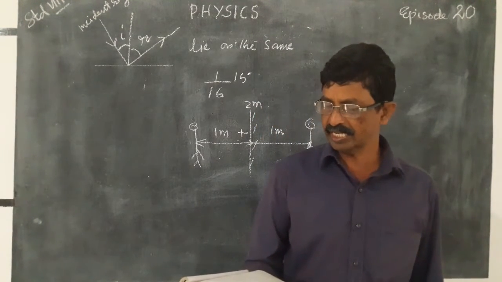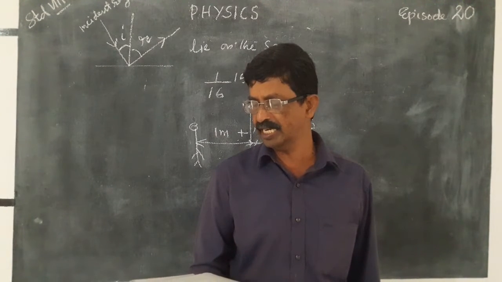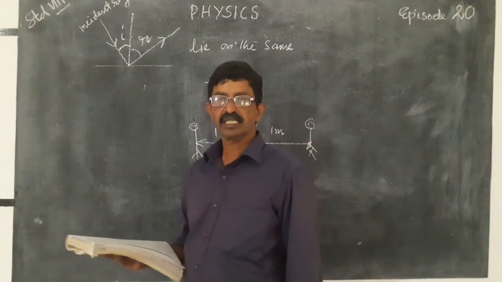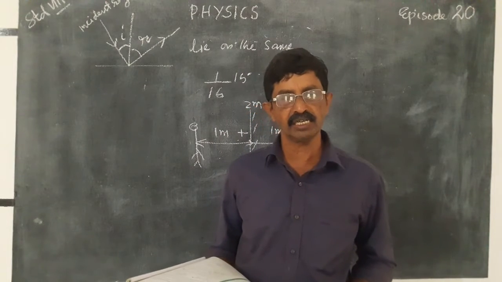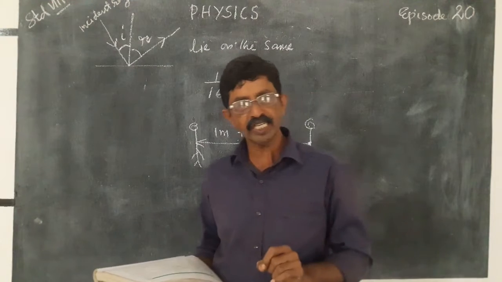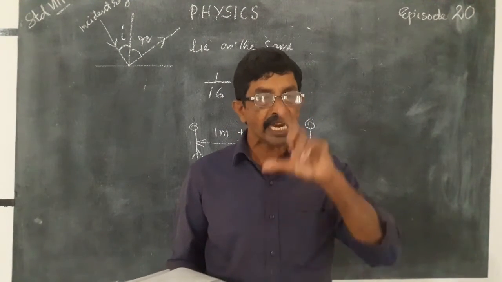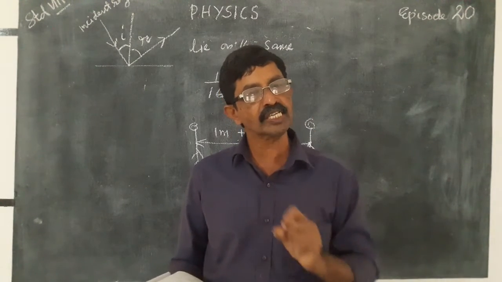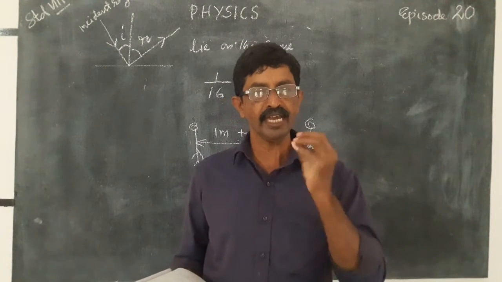Question C. The size of the pupil becomes dash when you see in dim light. In dim light, the light coming from the object is too small. So to see that, more light rays should enter. So the pupil enlarges, becomes large, so that more light enters our eye.